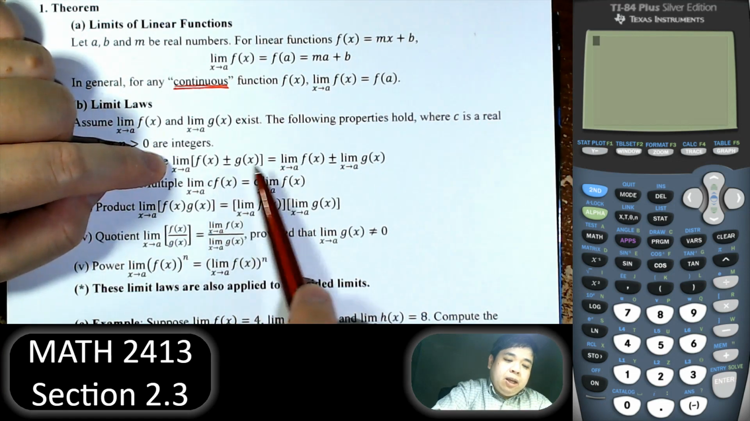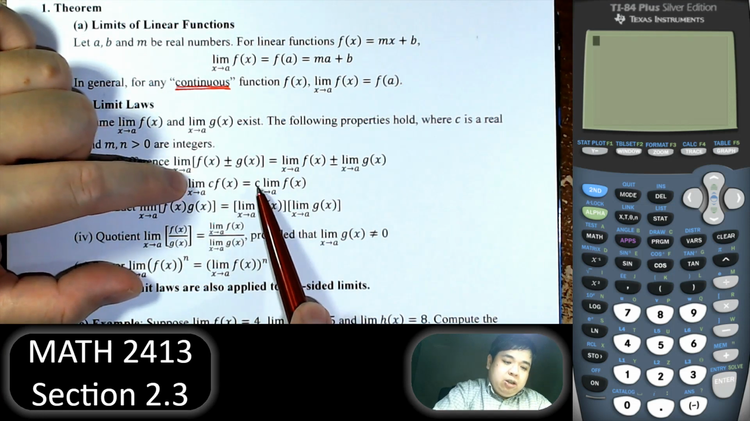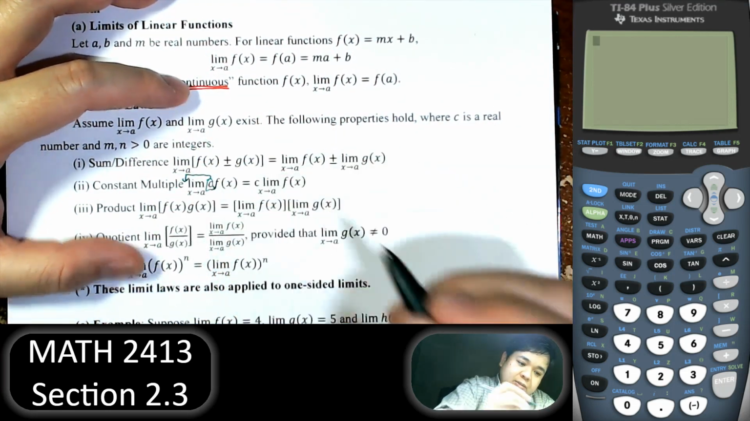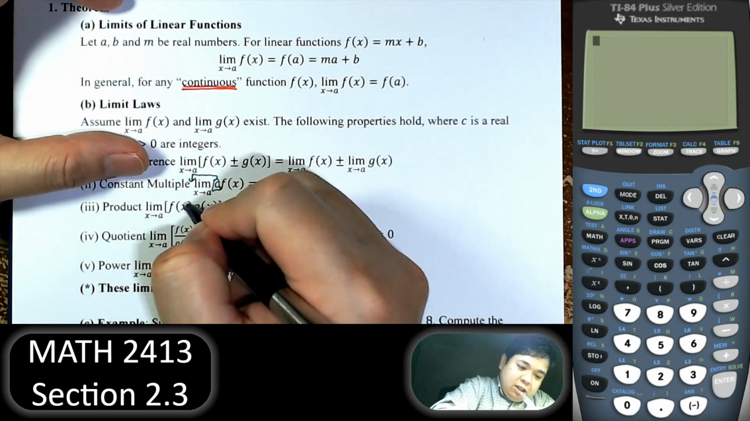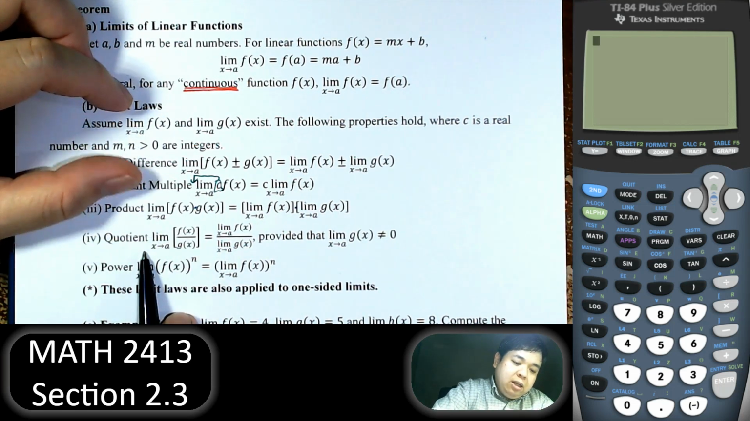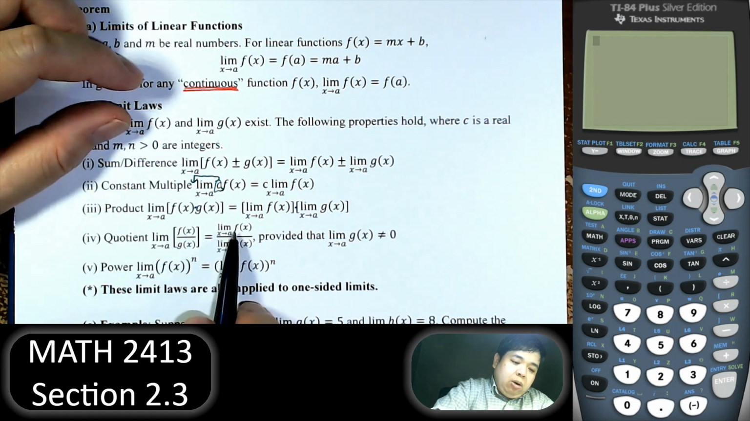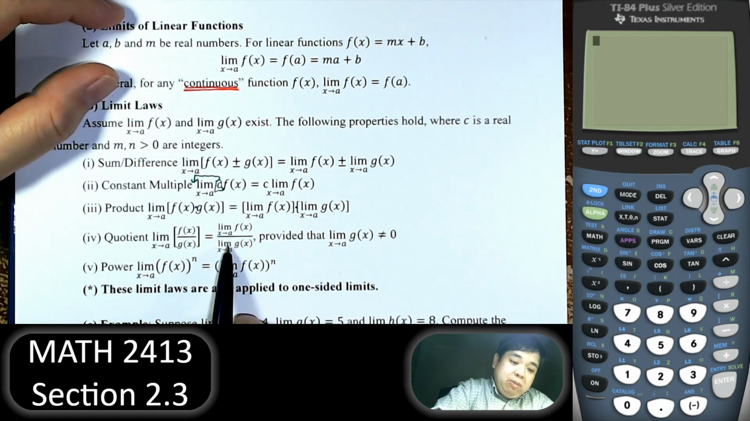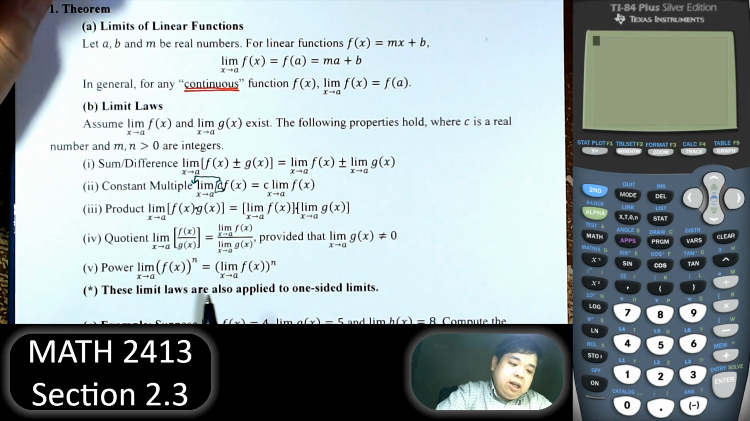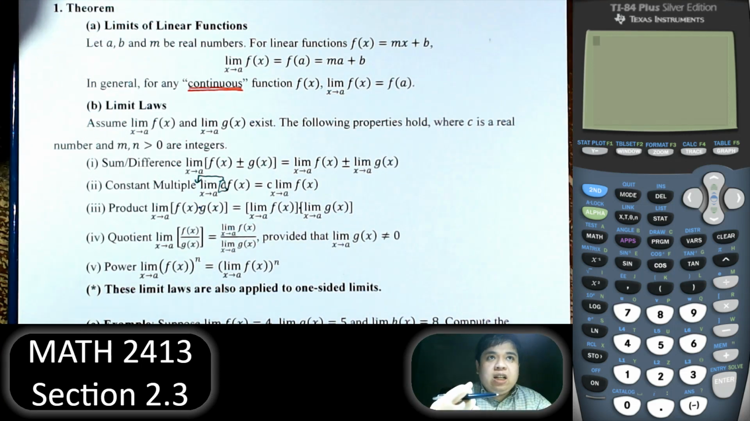Limit of a sum is the sum of the limits. Limit of a constant multiple: just take that constant outside of the limit. Limit of a product is the product of the limits. Limit of a quotient is the quotient of the limits. Of course, when we divide, we cannot divide by something that is equal to 0. And of course, the power. And all of these laws apply to one-sided limits as well.